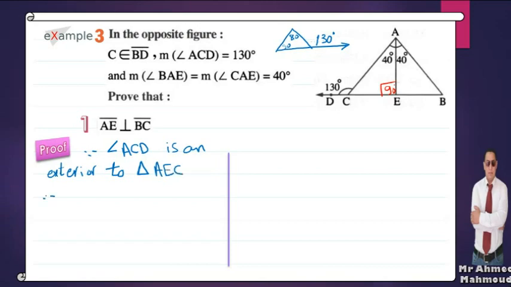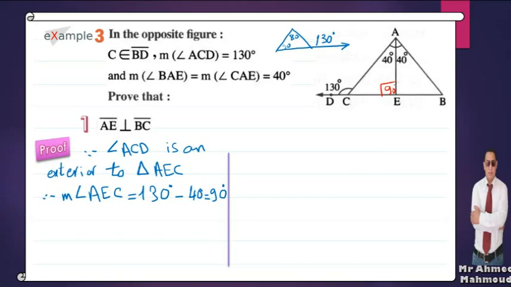Therefore, measure of angle ACE equals 130 minus 40 degrees equals 90 degrees. Okay, I can find the 90 another way.